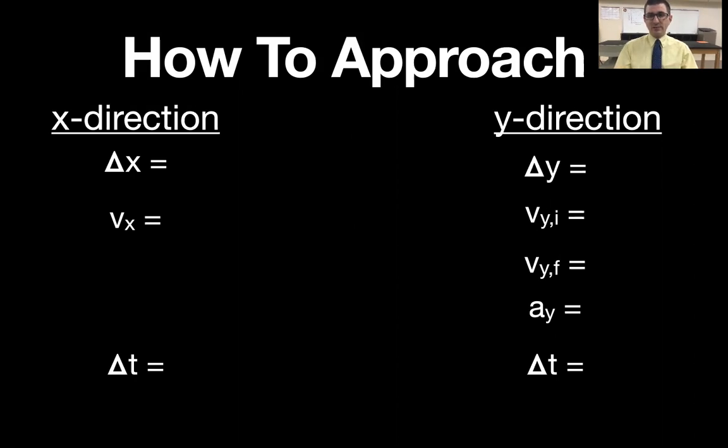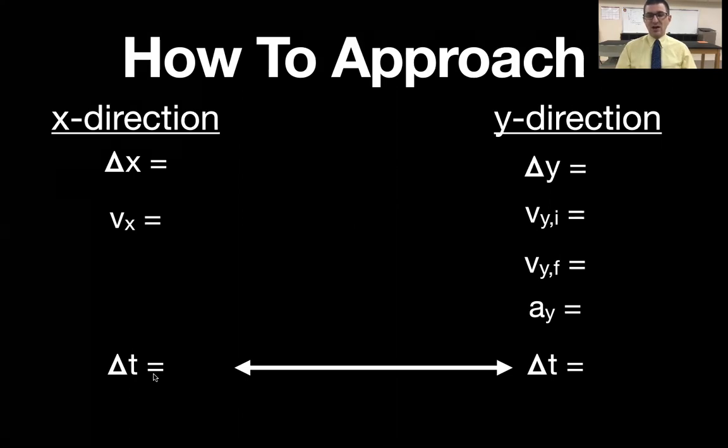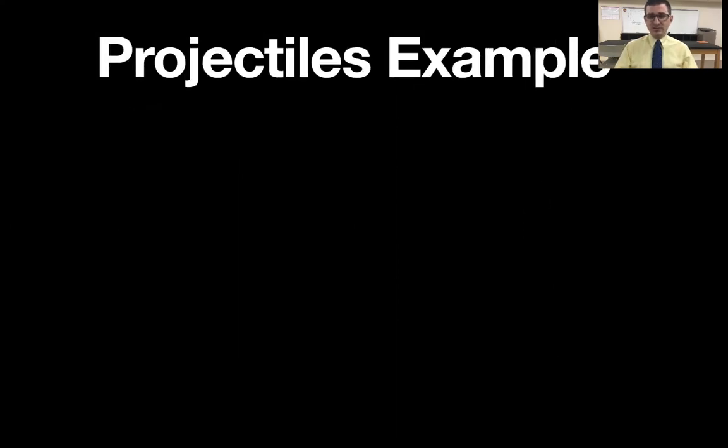The key to this problem is almost always the fact that the object is in the air for a set amount of time. So if we find the time on one side, we can say it's the same as the time on the other side. Being able to move time back and forth between both sides, because the object is in the air for a set amount of time, is often the key to these projectile problems. So first, let's do an example just to solidify what we've been talking about.